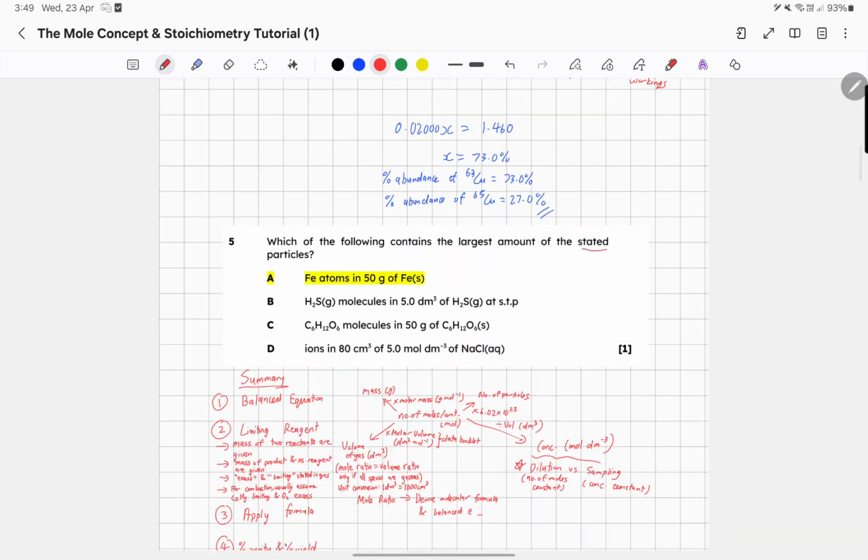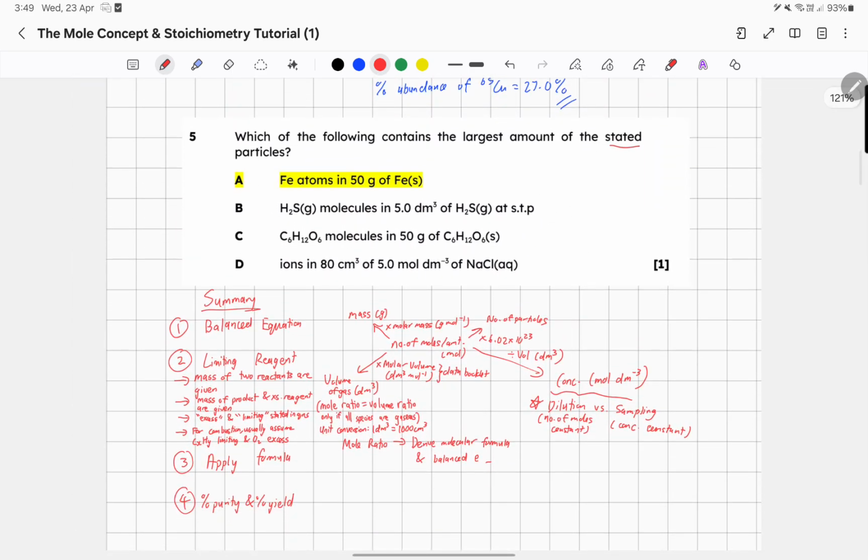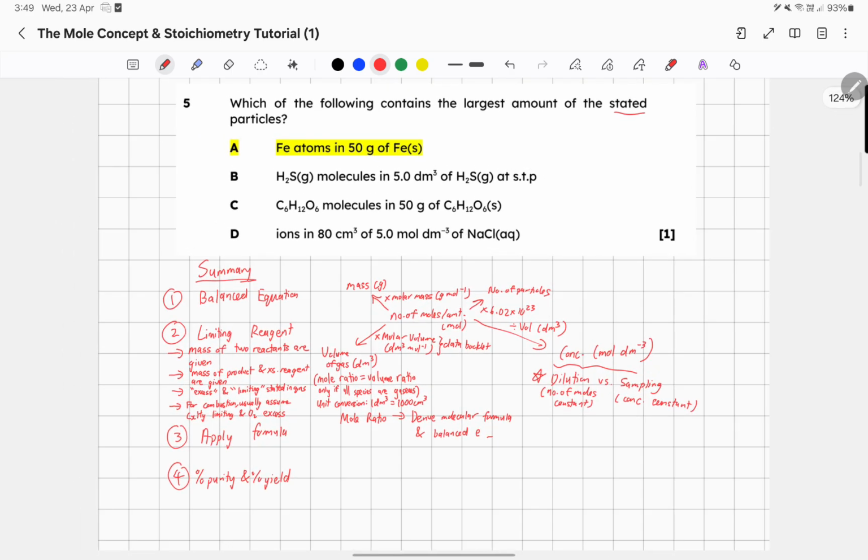Okay, so we just go through each option by each option, but first let's do the normal method of how we should approach a mole concept and stoichiometry question. So we see that balanced equation and limiting reagents don't seem to apply for this question because there's no reactions occurring. So what we are going to do is to apply the formula whereby we make sure that we are converting everything in terms of number of moles. Okay, and you can see over here that we have to find out what is the largest amount, and the largest amount will be in terms of moles, so we want to calculate in terms of moles, and then the stated particles.